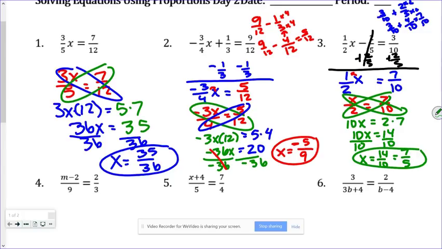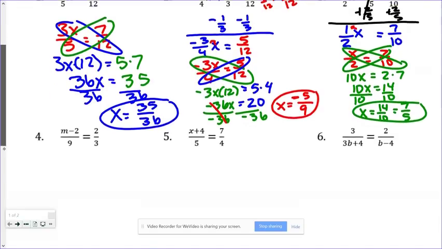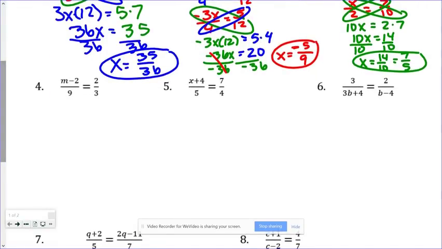Okay, now we have a couple problems down below that are a little bit different. All right, so we have m minus 2 over 9 is equal to 2/3. If we look, okay, it's in proportion format. We have a numerator, a denominator, numerator, denominator. So I can still use the cross multiplication method. But now I'm going to have the distributive property. So I'm going to do 3 times m minus 2.